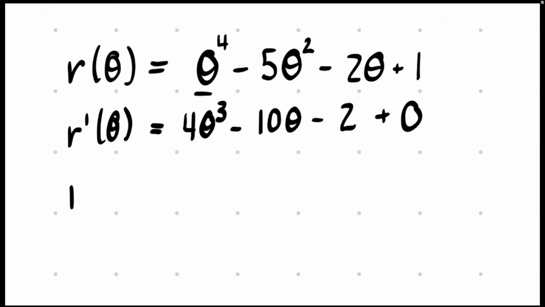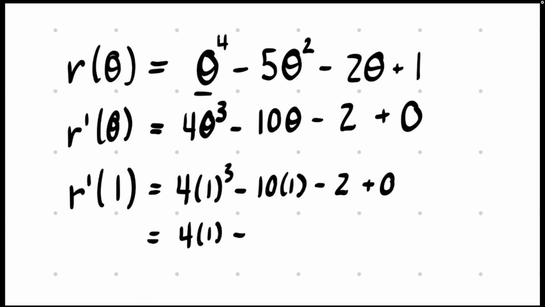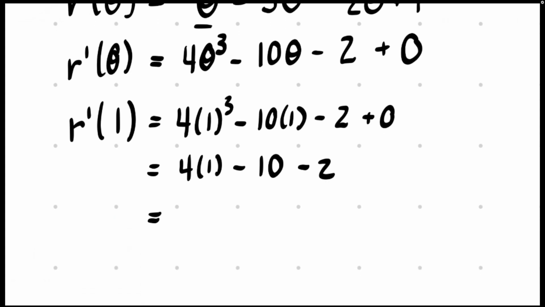And now we can evaluate this for, let's say, when theta is also equal to 1. So here we just plug 1 in for all our thetas. We have 4 times 1 cubed minus 10 times 1 minus 2 plus 0. We can do this math to figure out it's just 4 times 1 cubed, minus 10, minus 2. So 4 minus 12, that'll be negative 8. And we can box this as well.